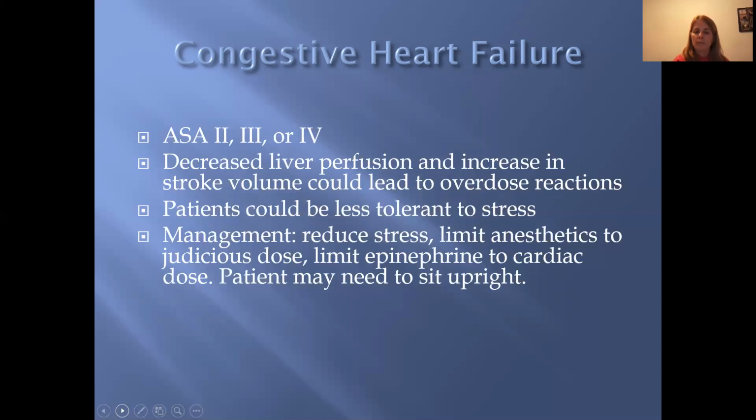So we want to limit epinephrine to the cardiac dose and use it judiciously, which means minimal amounts. The cardiac dose for epinephrine is 0.04 milligrams, which is about 2.2 cartridges. For a normal healthy adult, it's 0.2 milligrams. The cardiac dose is 0.04 milligrams, which is 2.2 cartridges.